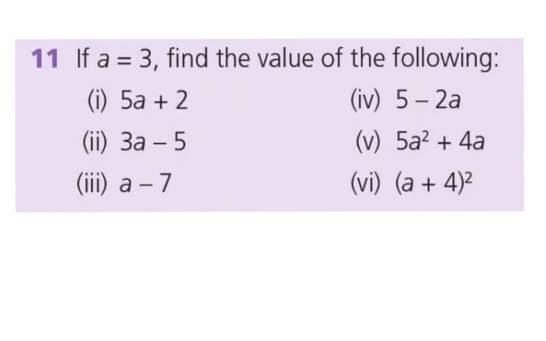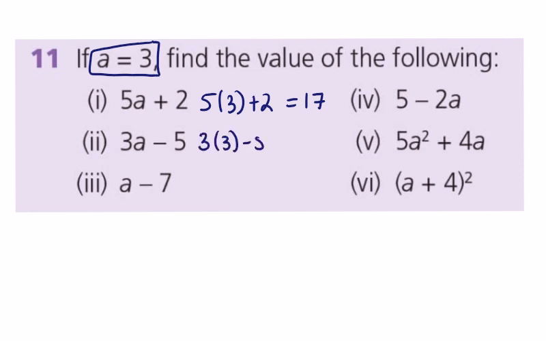So just another series of questions. Check what it is. A is equal to 3. We just have one letter here. Sometimes there's 2. So 5 bracket 3, 5 times 3 plus 2, your calculator will tell you is 17. So unless you're 100% confident, rely on your calculator. 3 times 3 minus 5, your calculator will tell you is 9 minus 5, which is 4.